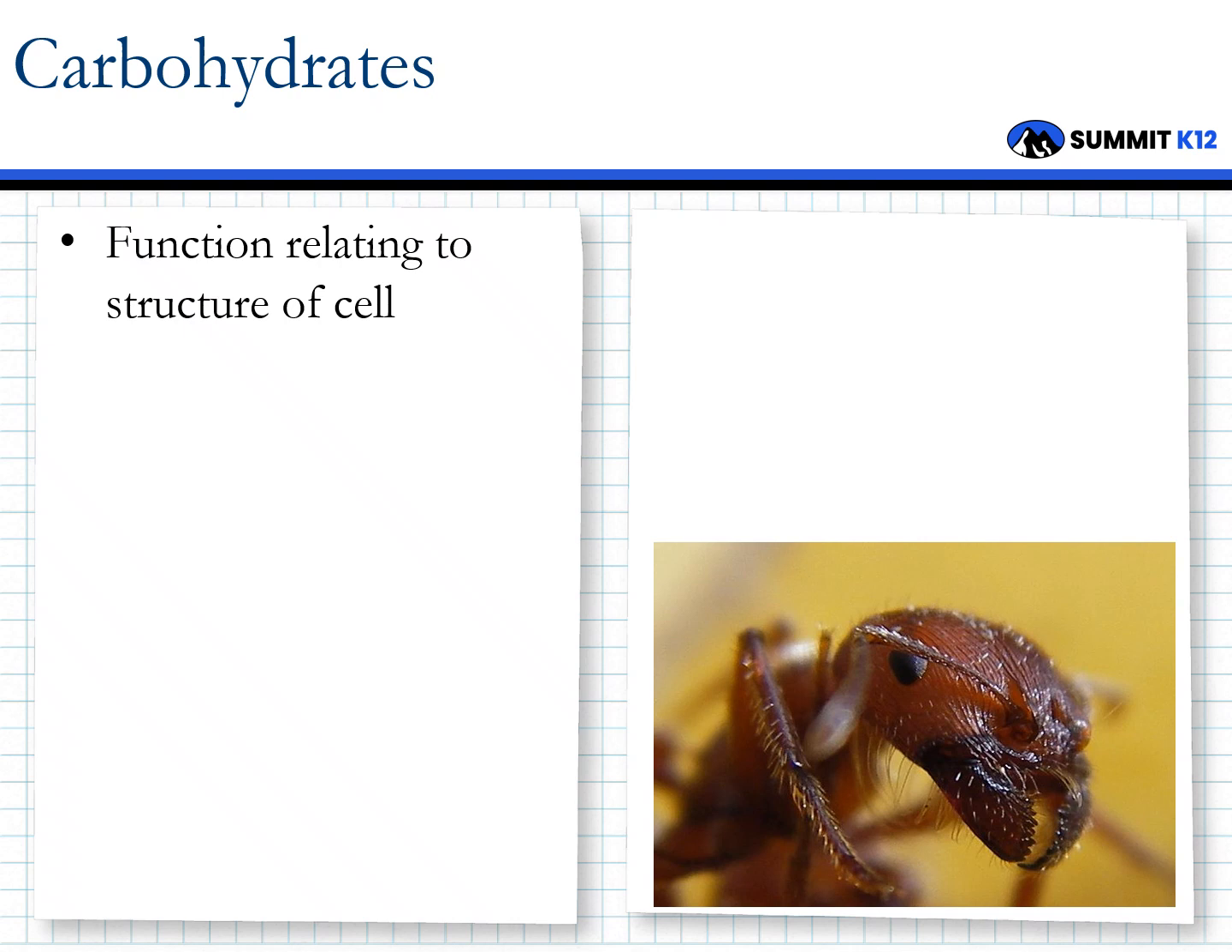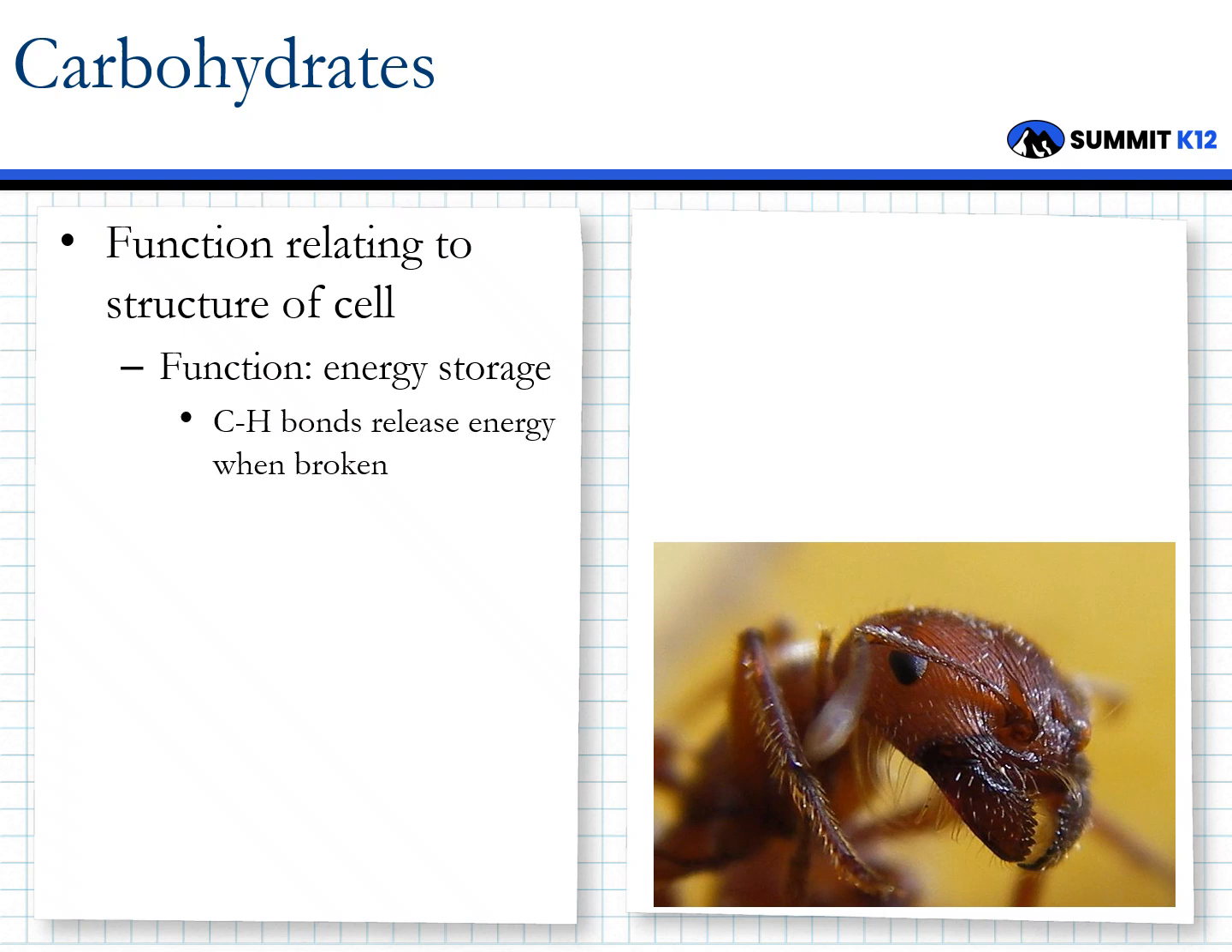So functions relating to cell structures: carbohydrates provide energy sources. We use glucose to make energy in something called a glycolysis reaction. We break the carbon-hydrogen bonds to release that energy. In glycolysis, we take one glucose molecule and make several molecules of energy called ATP.